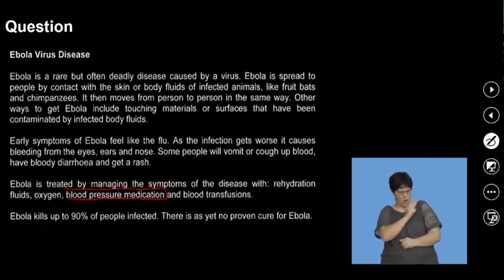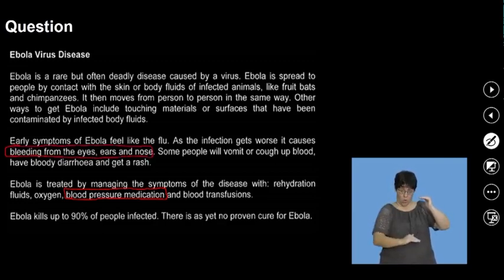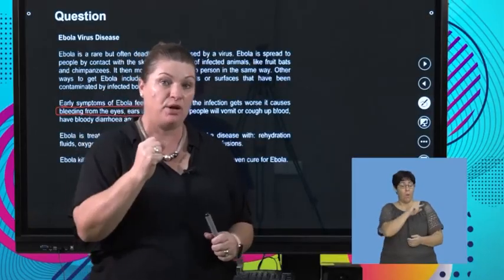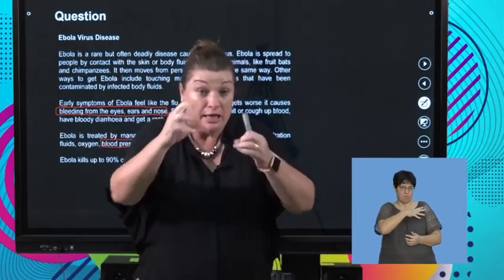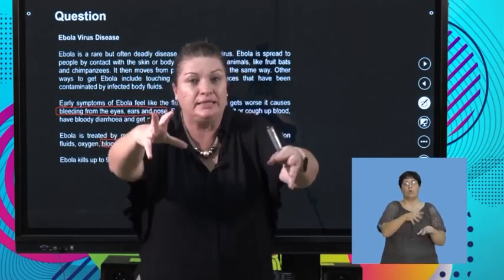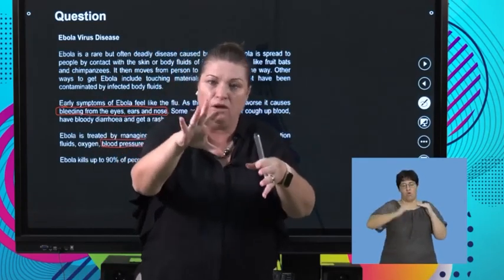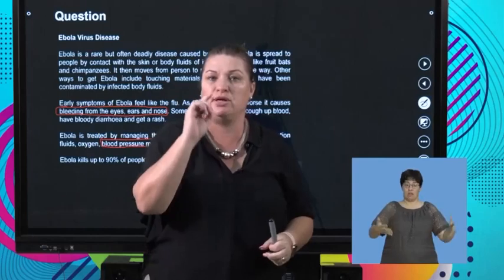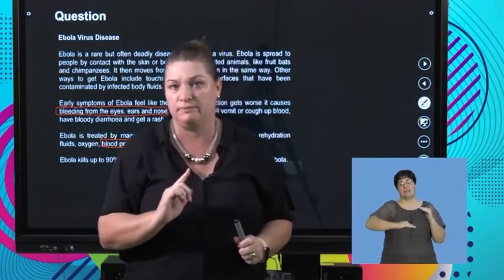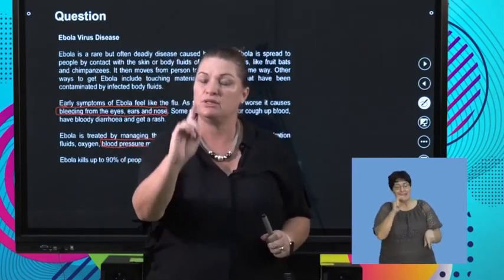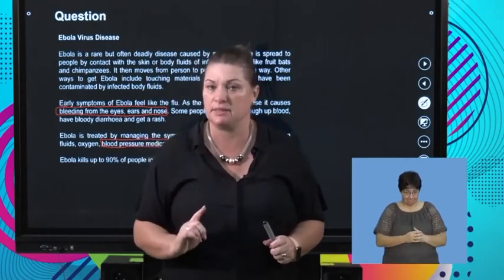Why can we use blood pressure medicine? Now, if I lower my blood pressure, what will I slow down? The bleeding. Okay, so I take blood pressure medicine to lower how hard my blood is pumping through my body. I lower it down and I'm not going to bleed as much. Okay, can't cure it, so I need to treat the symptoms.